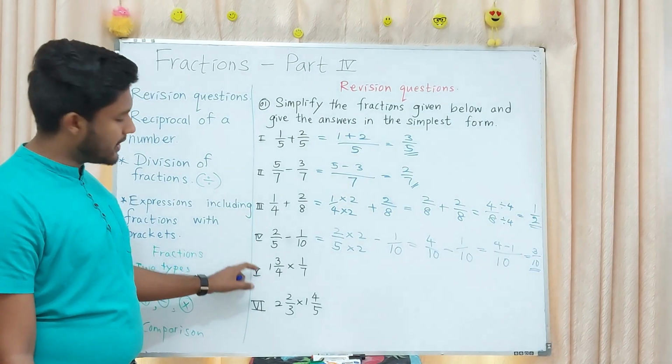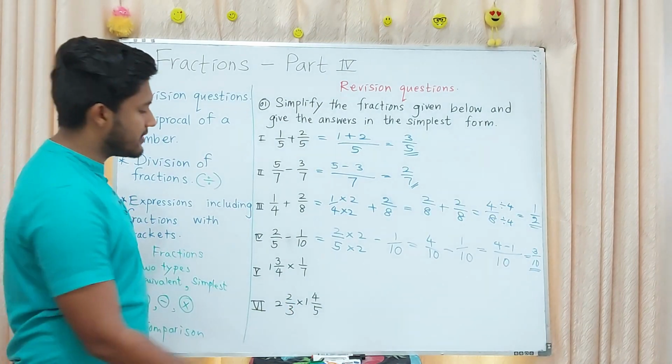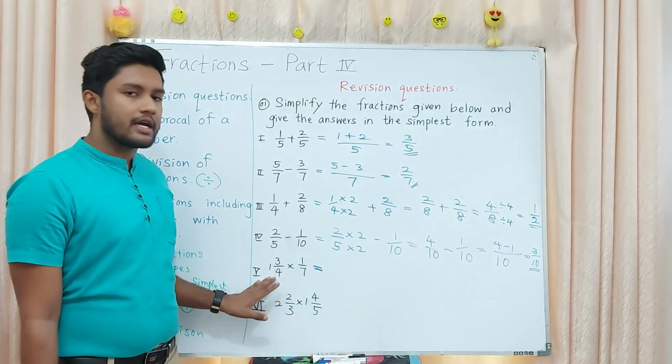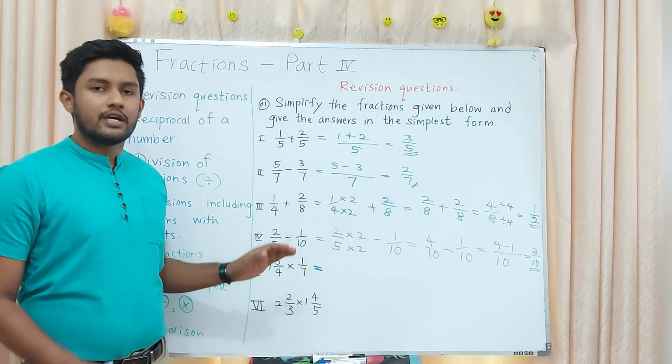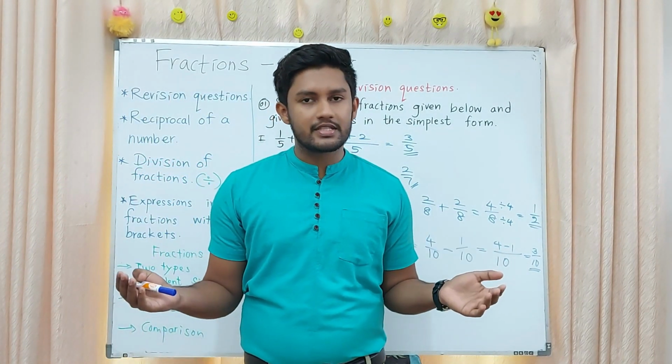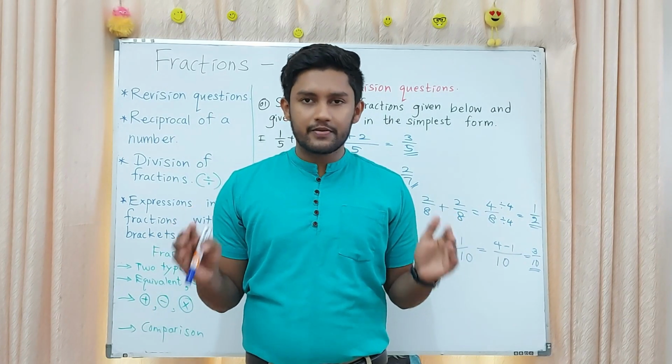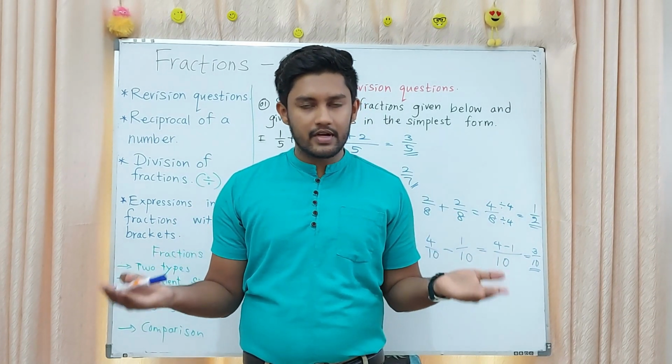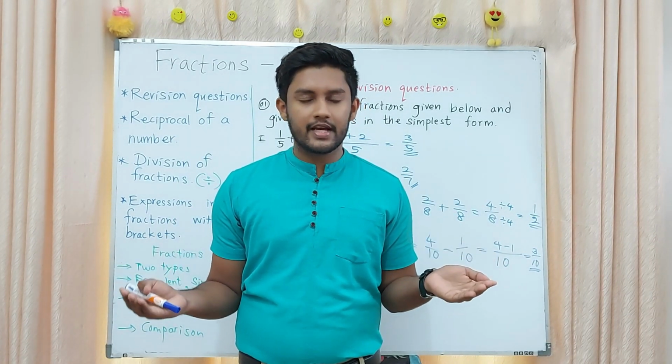3 over 4 into 1 over 7. Here you can find a mixed number. Can you remember I told you if you get any mixed number in a question, the first step is to convert it into an improper fraction.